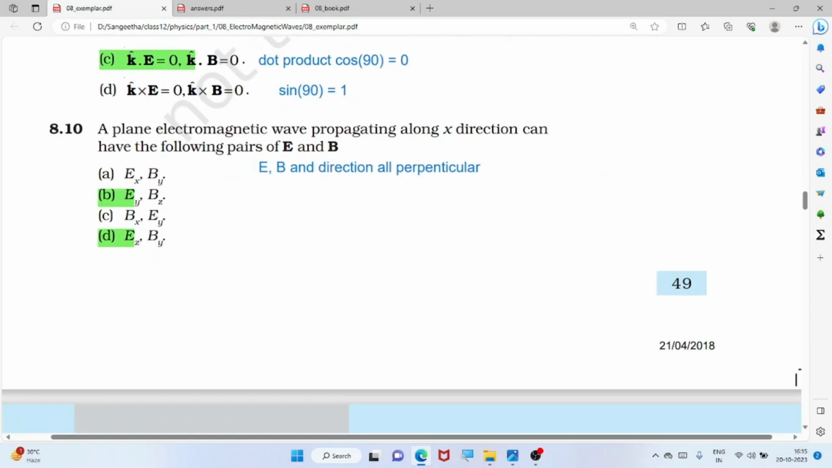A plane electromagnetic wave propagating along the x direction can have E and B. The main thing is all are perpendicular to each other. This is the direction of the propagation. X means these two should share the other two directions, that is y and z. Okay, that is the thing.